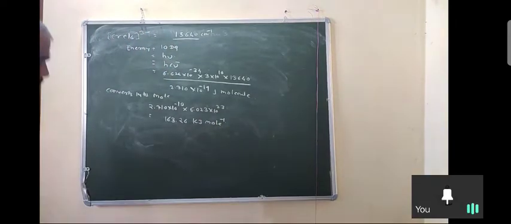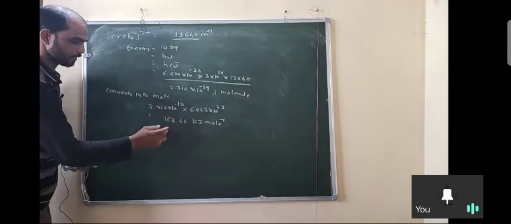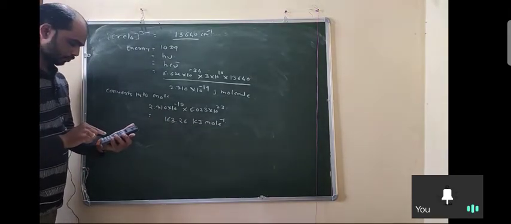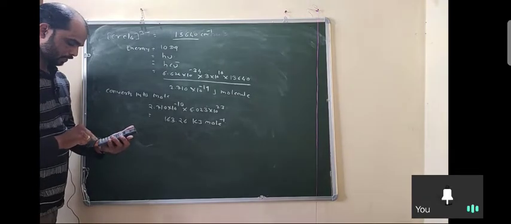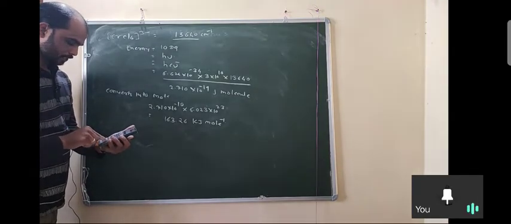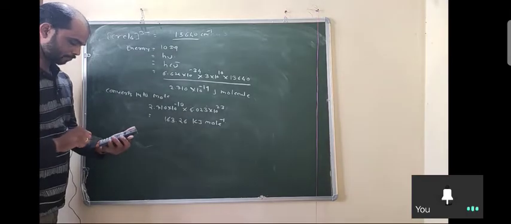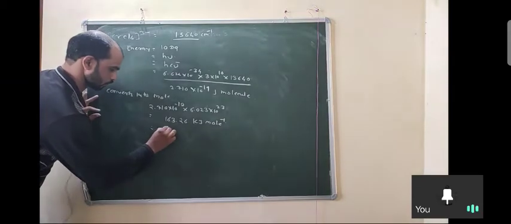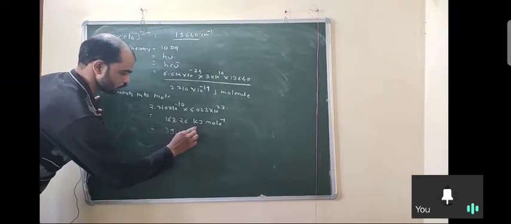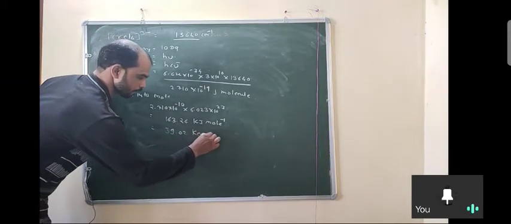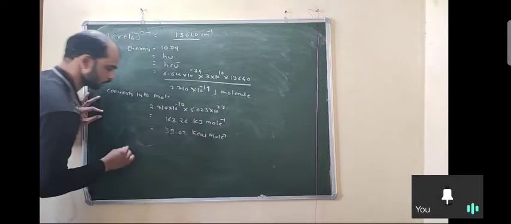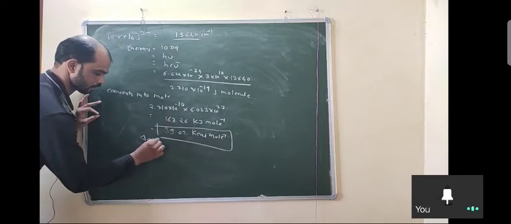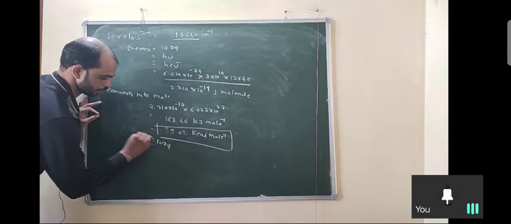So simple, if we want to convert into kilocalorie, we divide this by 4.18. So here 163.26 divided by 4.18, the answer is 39.02. So 39.02 is kilocalorie per mole. So this is the 10 Dq value.